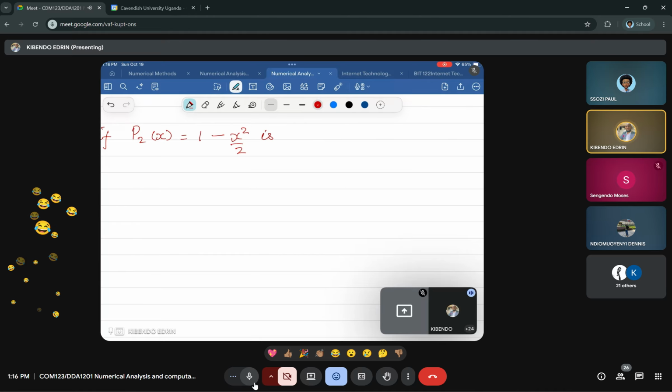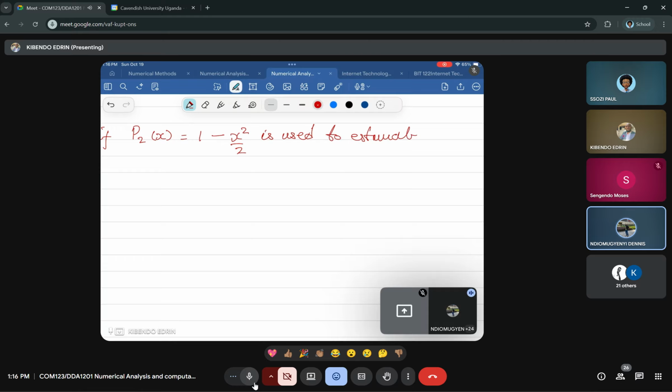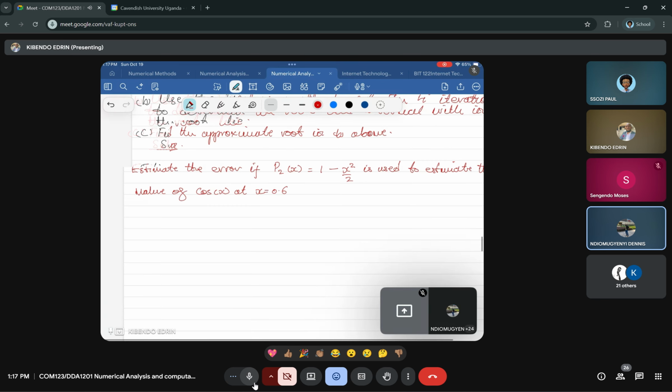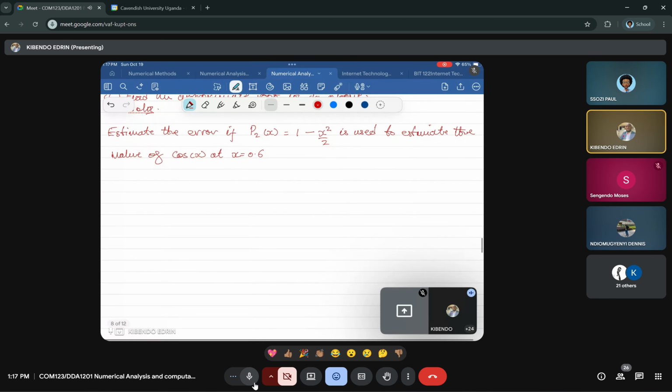So estimate the error if that P is used to estimate the value of cos x at x is equal to 0.6. So those that were asking the question, that's the question.